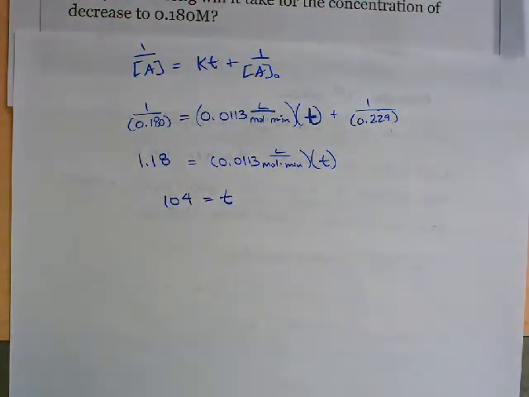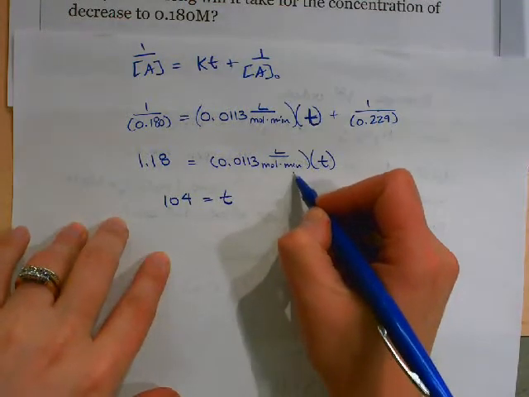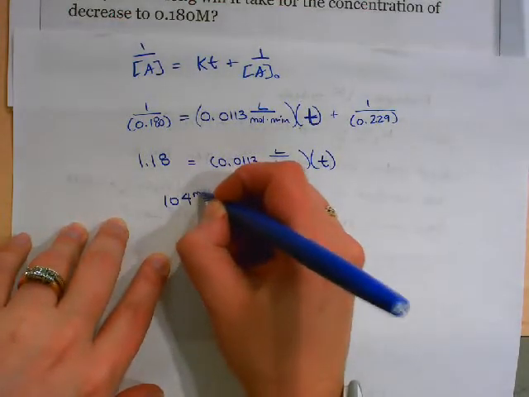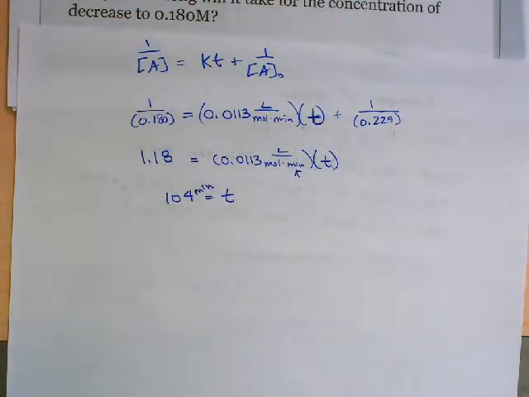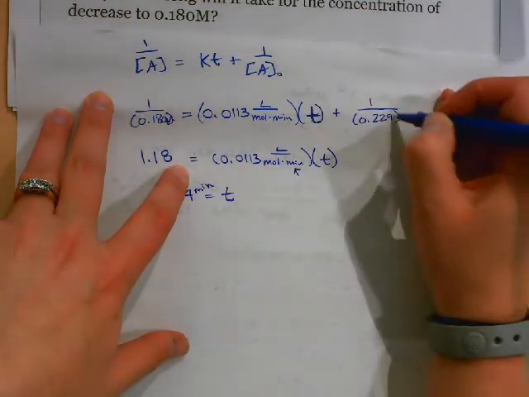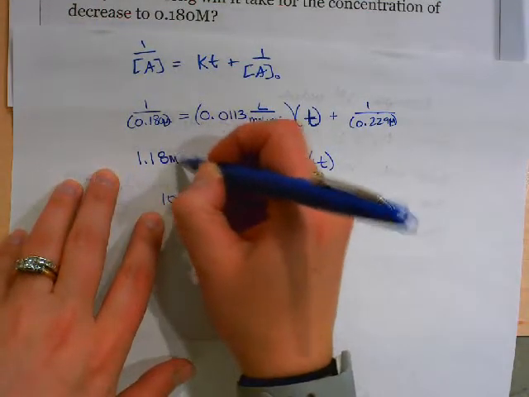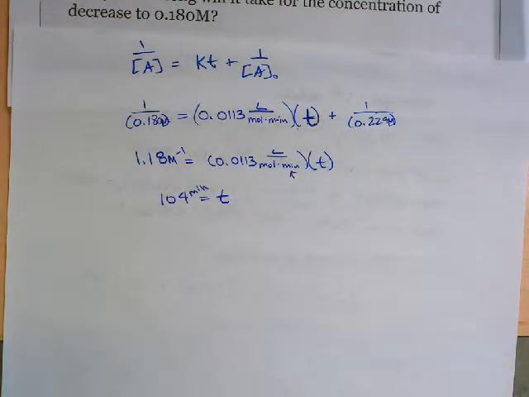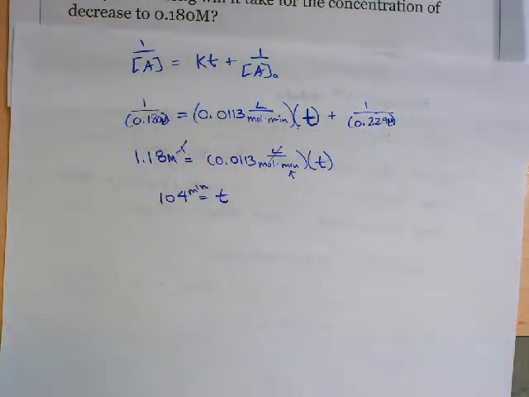Alright, this is a meaningless number unless I have units with it, right? So how did I measure my time for this particular experiment? In minutes, right? Because it's inverse minutes right there. This must be 104 minutes. Everything else canceled out because this was really 1 over M, 1 over M, so this is inverse molar. And then they'll cancel out with that.